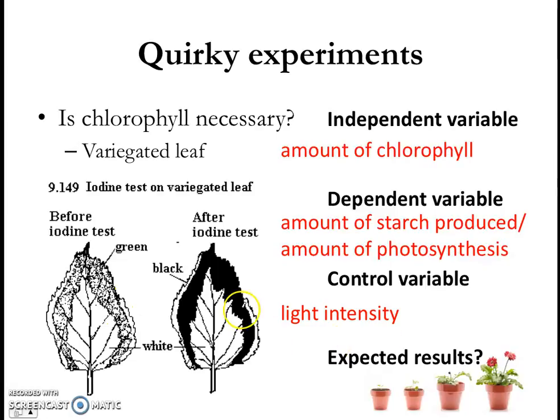And the expected result is that the green parts of the leaf would have starch, right? Because they have chlorophyll, but the white parts would not have starch because they have no chlorophyll.